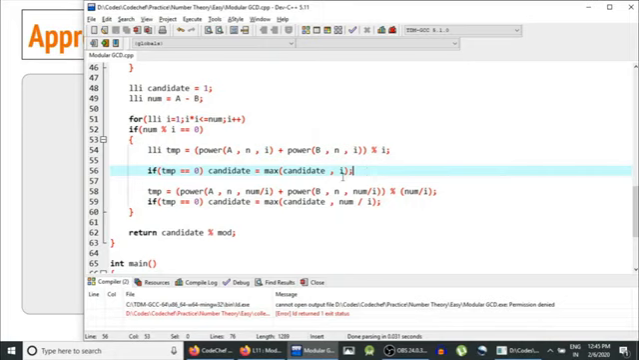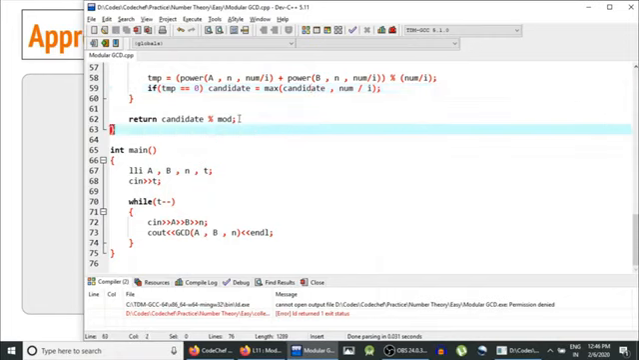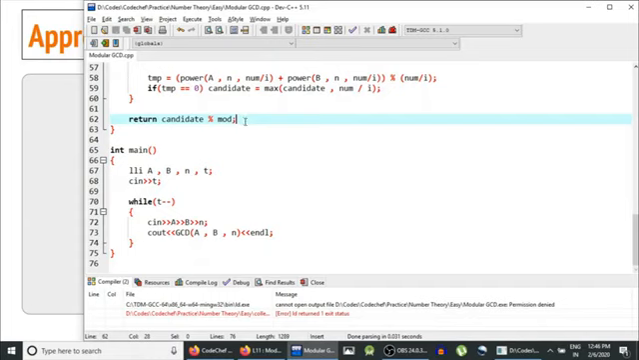One more thing, if i is a divisor of num, then num divided by i is also a divisor of num. So we are doing the same thing, checking whether num divided by i also divides a raised to power n plus b raised to power n. If it divides, then we are again maximizing the candidate and then finally returning the candidate modulo 10 to the power 9 plus 7, because it is said in the question that we have to return the result modulo 10 to the power 9 plus 7.